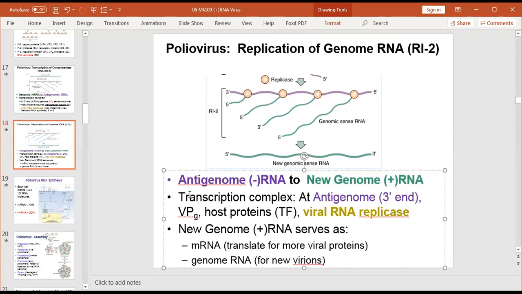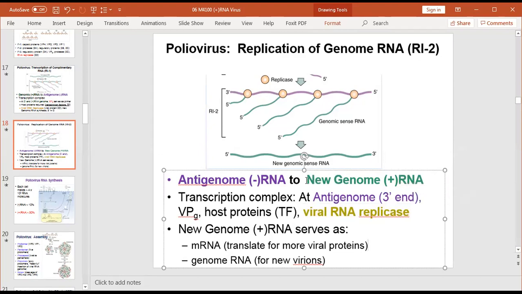Again, we need to have the transcription complex. We need to have some sequences at the 3' end of the anti-genome. We need to have the viral protein G. We need to have host transcription factors or proteins, and we need to have viral RNA replicase.